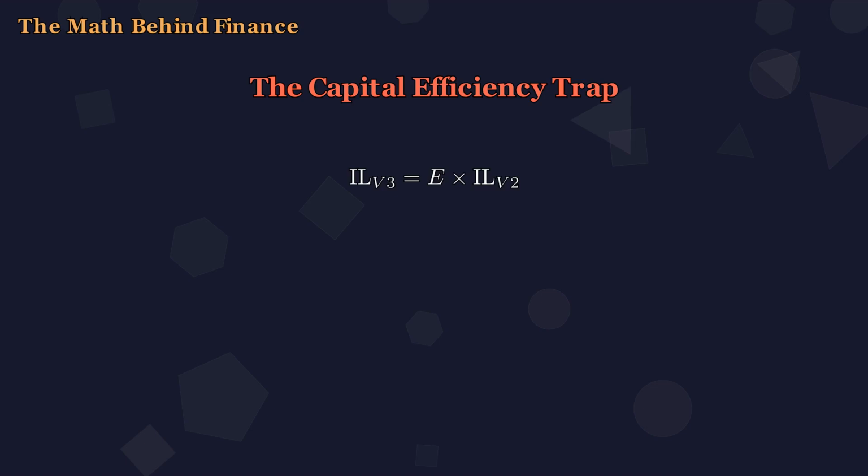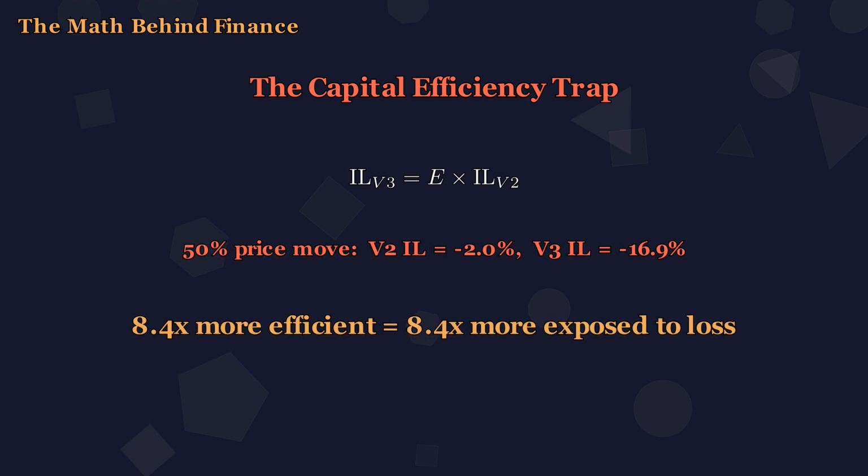And here's the trap that many introductions skip. V3 IL equals E times V2 IL. A position that is 8.4 times more capital efficient is also 8.4 times more exposed to impermanent loss, while the price stays in range. A 50% price move costs a V2 LP about 2%. The same move costs a V3 LP nearly 17%. Concentrated liquidity is a double-edged sword.